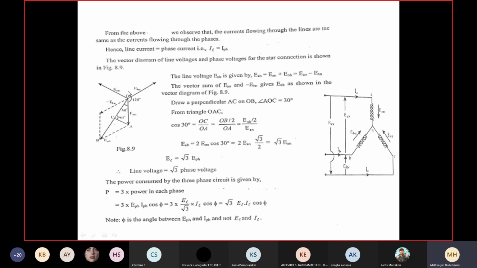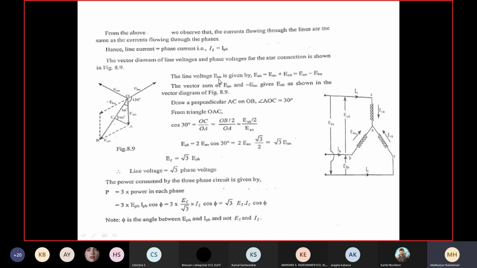From the vector diagram, I have to get the relationship between EAB and EAN, EBN. How do I do it? We know the line voltage EAB. You can take any one; you need not take only EAB, EBC, or ECA. Any one you take and prove it. So I pick EAB because it is readily available on my screen.